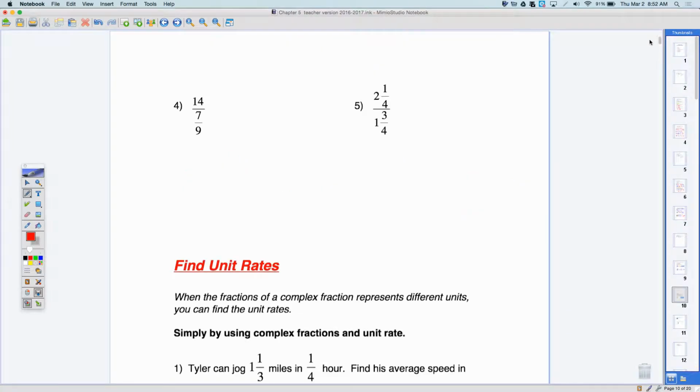Number 4 has a whole number in your numerator and a fraction in your denominator. So we want to multiply by the reciprocal of the denominator. We can put the 14 over 1. Everything in your denominator cancels out, so you're left with 1. In your numerator, you can cross-cancel the 7 with the 14, so you're left with 2 times 9, which is 18 over 1, or just 18.